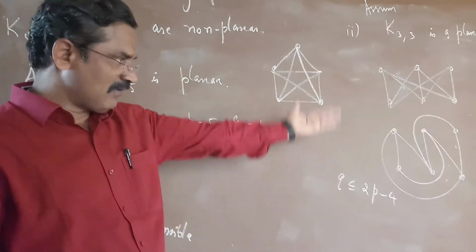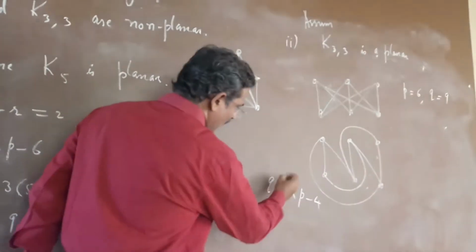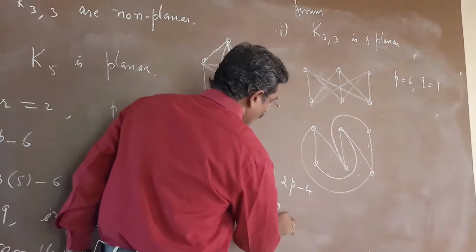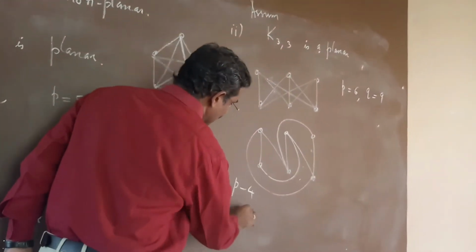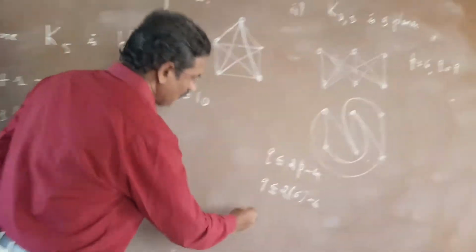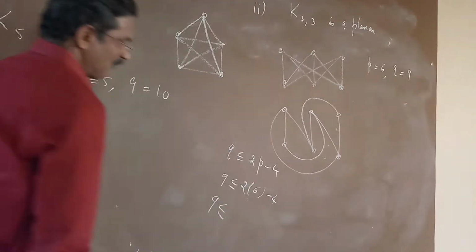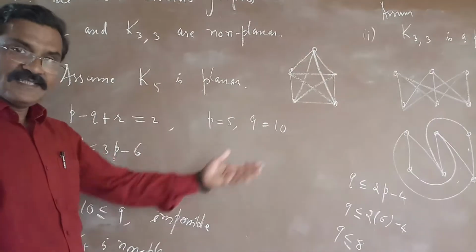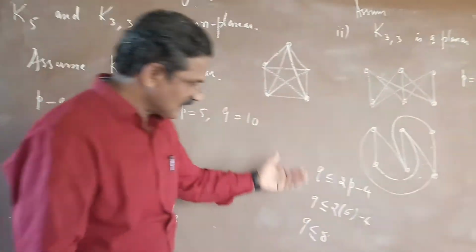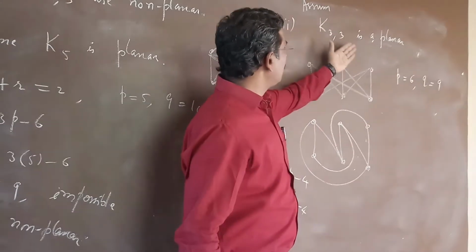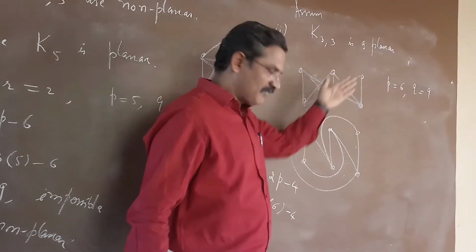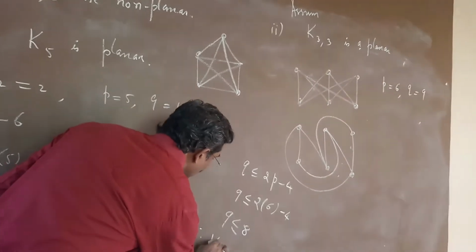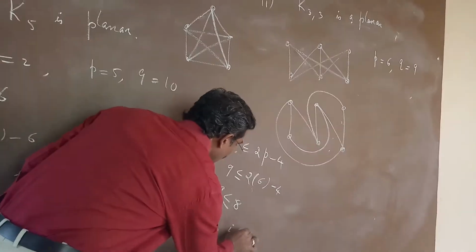If you substitute the value of p and q in this equation, what happens? 9 is less than or equal to 2 times our p value, 6, minus 4. It implies 9 is less than or equal to 12 minus 4, which is 8. So 9 less than or equal to 8 is impossible. So therefore, when this is impossible, K33 is planar is also impossible, which is a contradiction to our hypothesis. So therefore, K33 is non-planar.